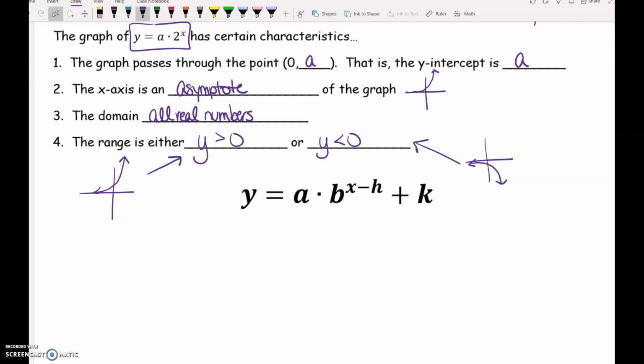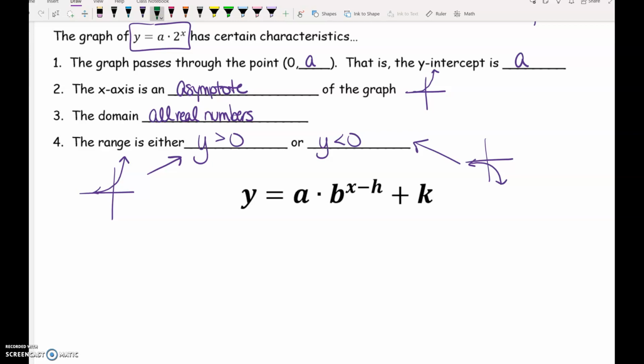So we've done examples like this. We've done homework problems like this before where I'm going to give you the equation and you're going to explain how this graph has moved, where is the asymptote, what is the domain, what is the range, just from the equation. So we don't actually have to look at the graph, we're just going to look at the equation.